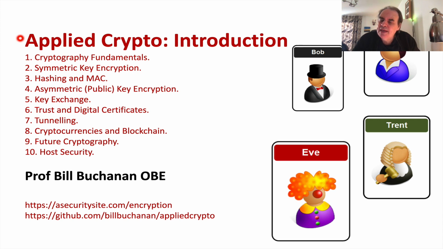Okay, so let's look at the Applied Cryptography and Trust module. The module itself will be delivered through 10 main units. There are 2 assessments. The first is a test which will cover the first 5 units, and the second will be a research paper focused on the second part of the module.